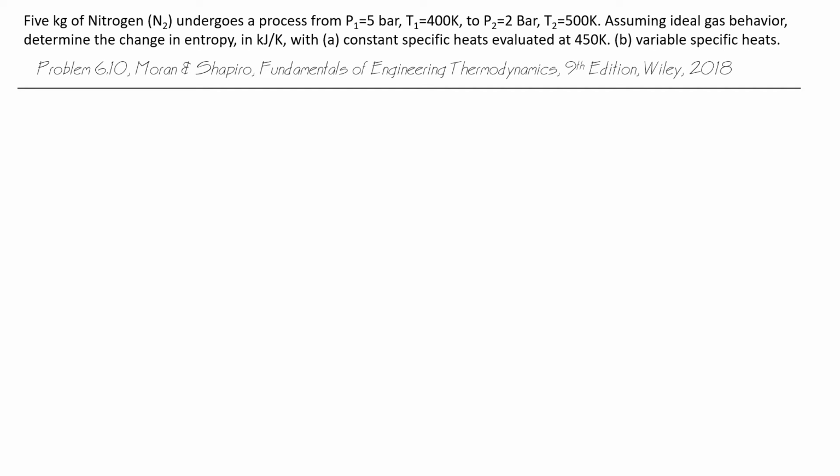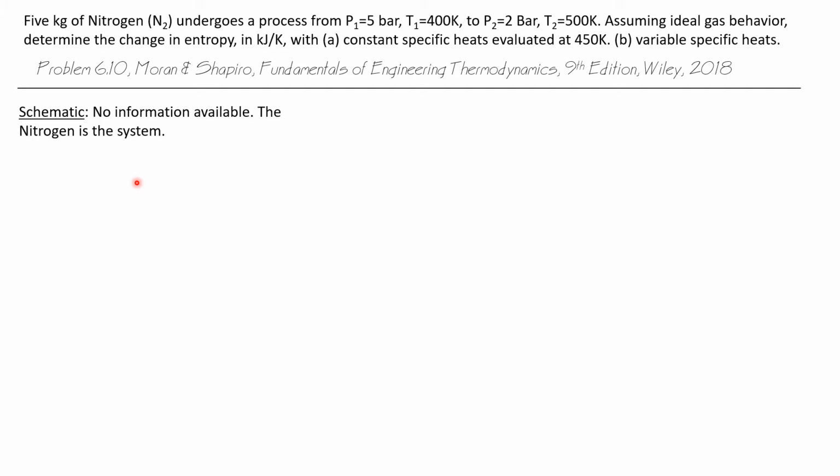5 kilograms of nitrogen undergoes a process from P1 equals 5 bar, T1 equals 400 K, to P2 equals 2 bar, and T2 equals 500 K. Assuming ideal gas behavior, determine the change in entropy in kilojoules per degree Kelvin with A, constant specific heats evaluated at 450 K, and B, with variable specific heats. Let's lay out a storyboard for this problem.